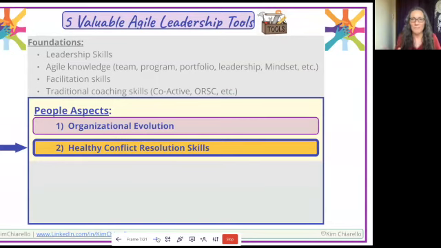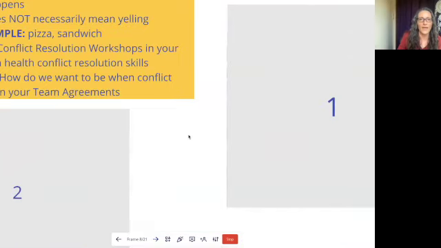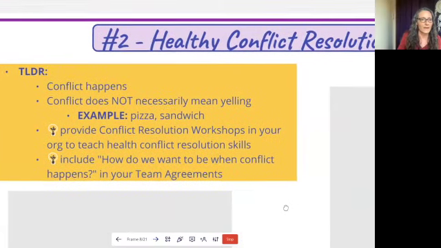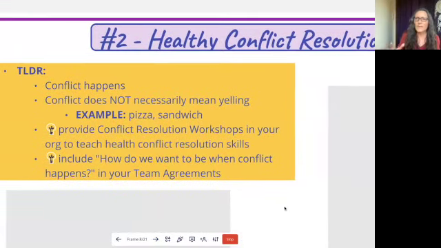So we're moving around our buffet, our metaphorical buffet. Our second tool out of the 5 valuable Agile leadership tools that have to do with the people aspects is healthy conflict resolution. Of course, I'm a mediator and a conflict resolution consultant, so that is near and dear to my heart. Why are we talking about this?